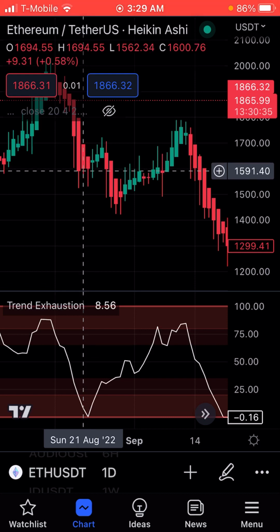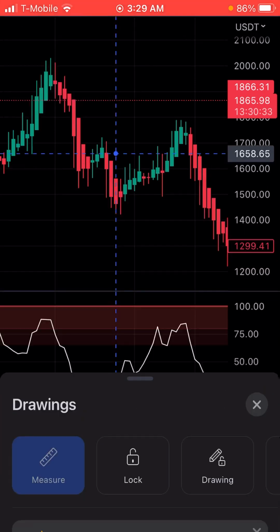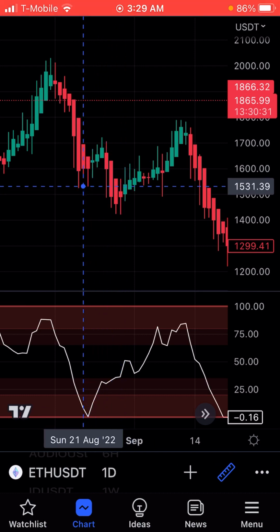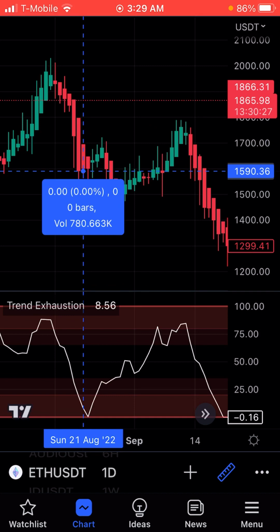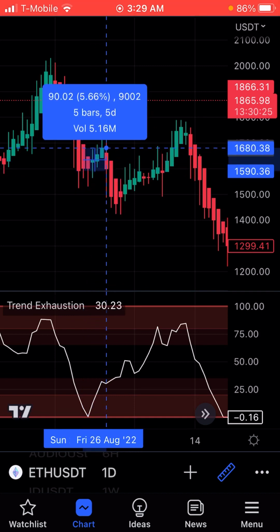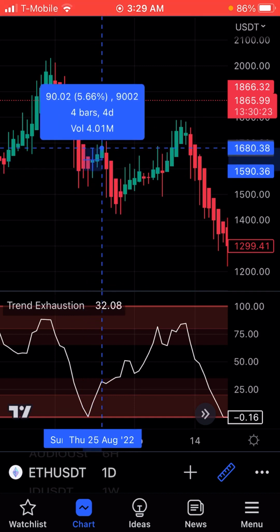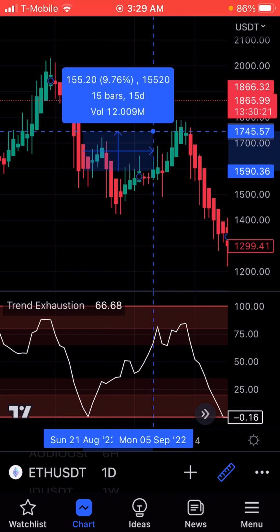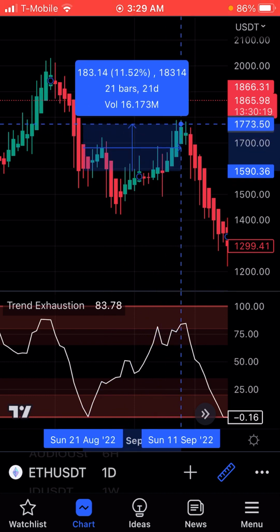trend exhaustion. First let's look at this one real quick. See, trend exhaustion's all at the bottom. I would have ridden this out till right out to here, which would have been almost 6% in 4 days, or right out to here, which would have been 12% in 21 days.